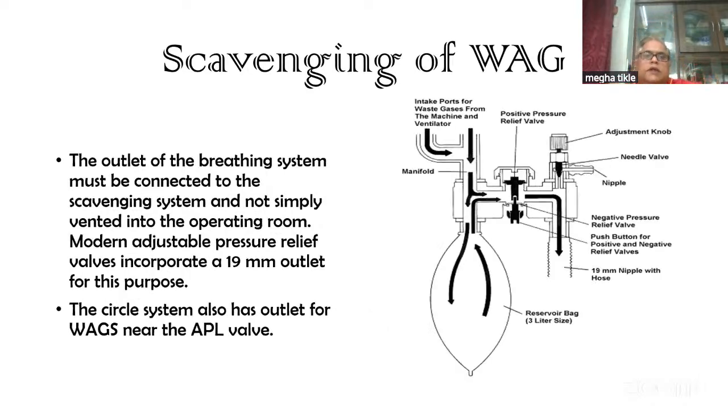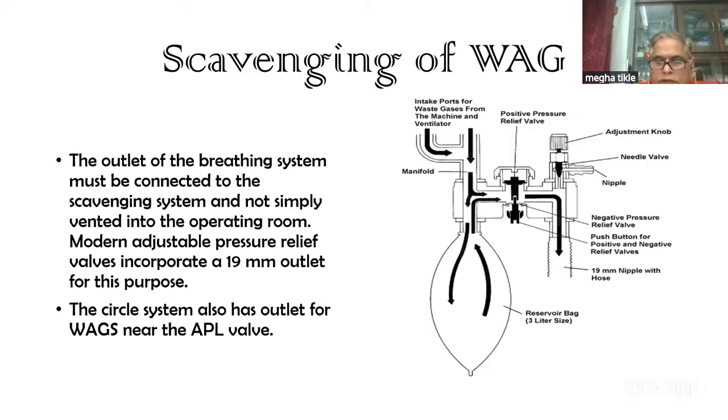Now, there is usually an outlet in the breathing system which is separate from all the conventional 22 millimeter male or 15 millimeter female connectors. There is a separate 19 millimeter connector which is used for this purpose for scavenging, and from there the gas can be adjusted and led out of the system. The circle system also has a waste anesthesia gas outlet at the back after the APL valve. So all the gases can be taken out.